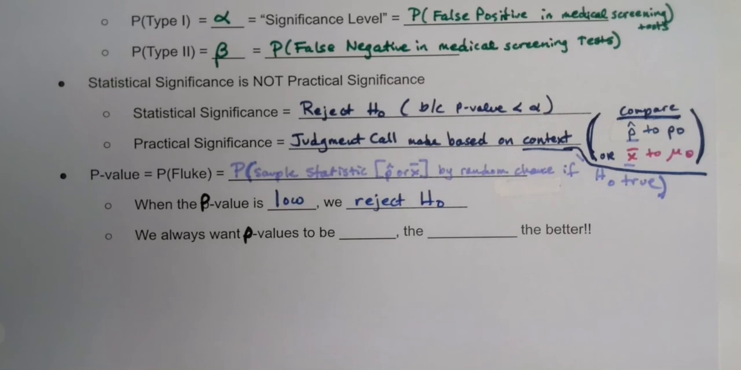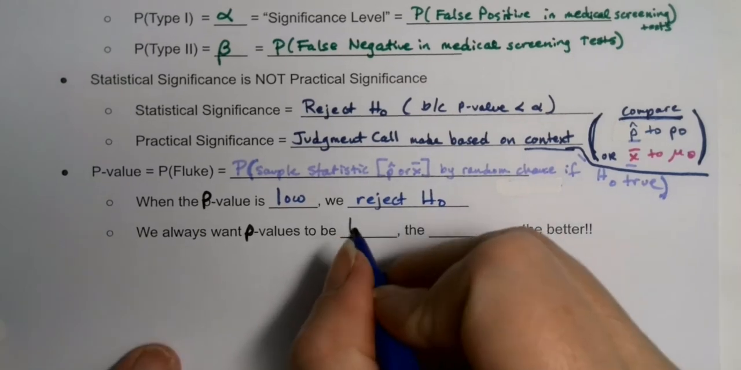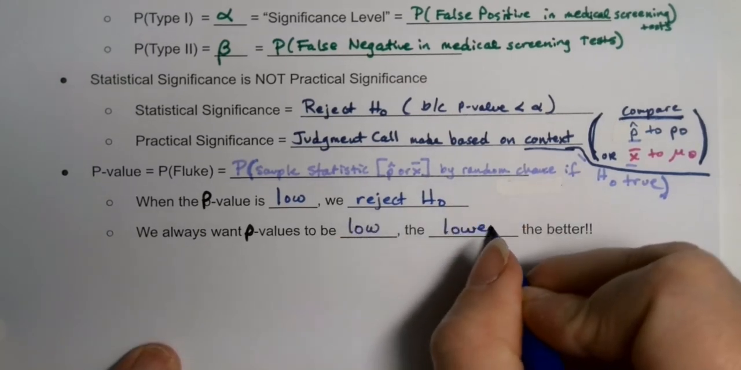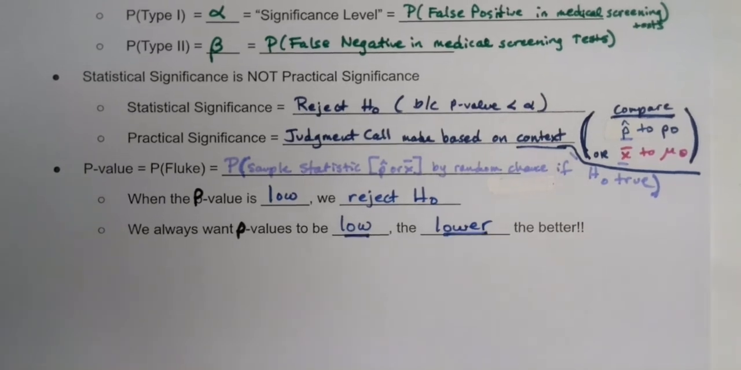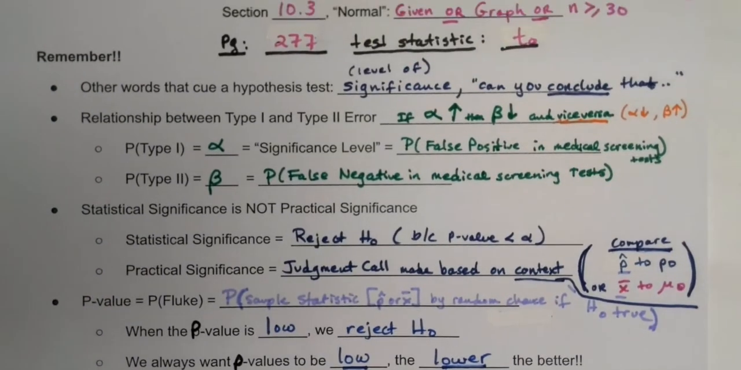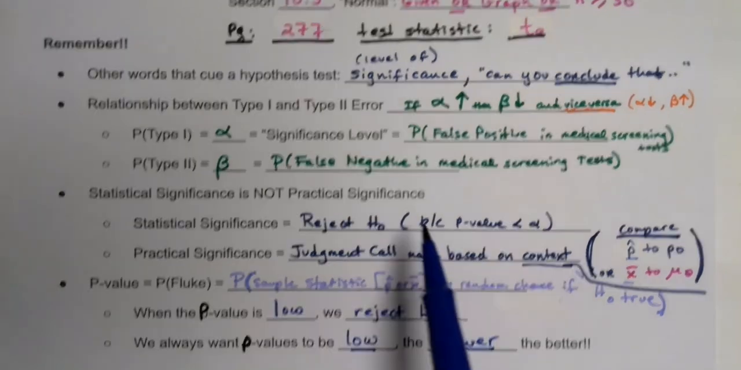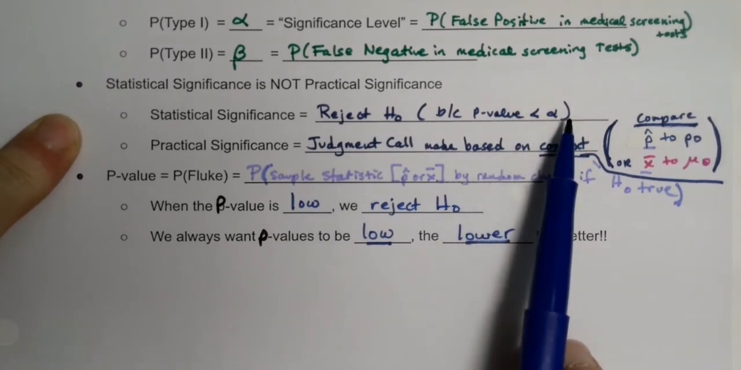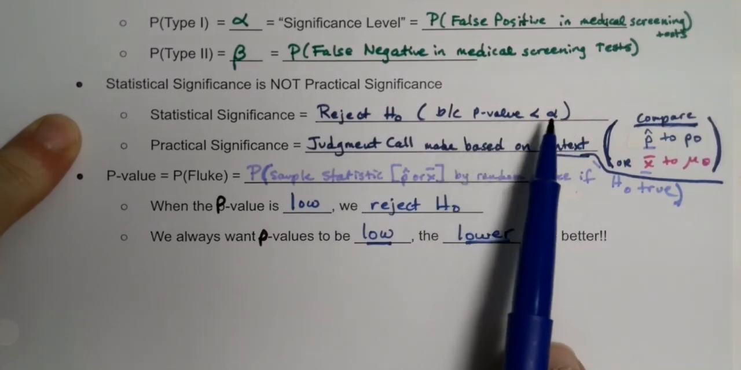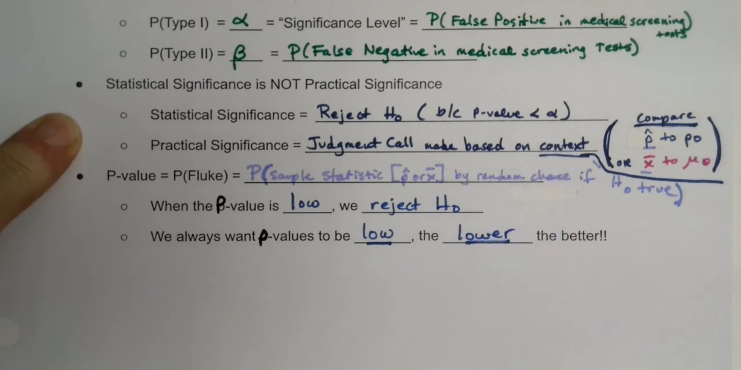And we always want our p-values to be low. The lower, the better, right? Lower is better. You want to reject. Your goal here is to prove statistical significance. Statistical significance happens when you get to reject H naught. It's right here, right? You get to reject H naught if your p-value is less than alpha. So if your p-value is a lower number, you're going to get to reject more often. And that's what you want. You want your p-value to be low. The lower, the better.